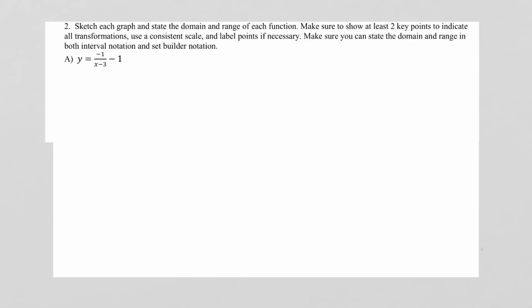Identify the mother function. The mother function is 1 over x. That's the one that looks like that. What are important pieces of this graph? Well, it has a vertical asymptote and a horizontal asymptote right there.